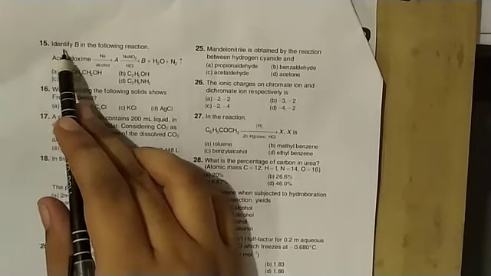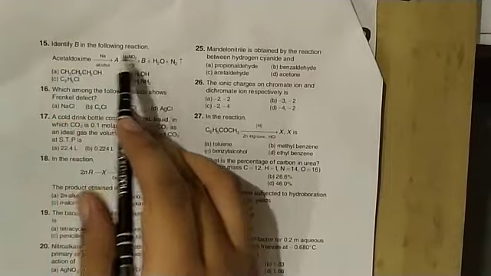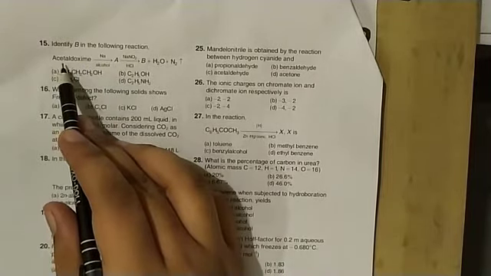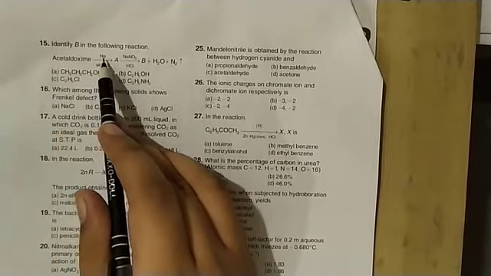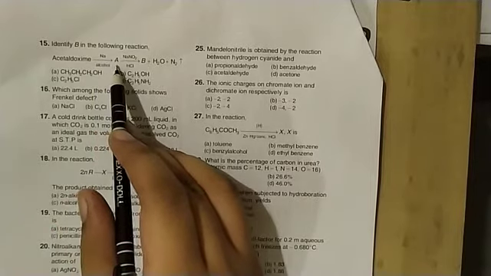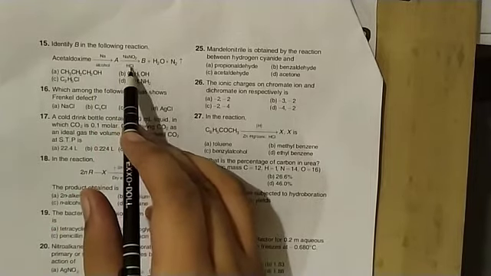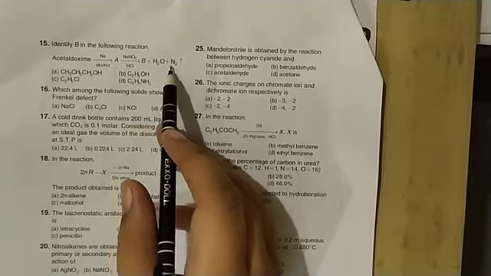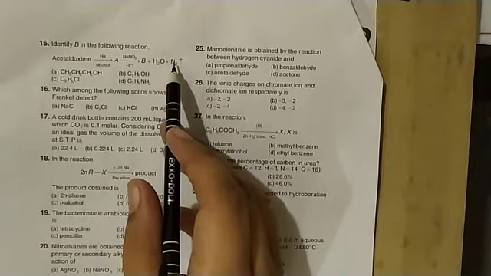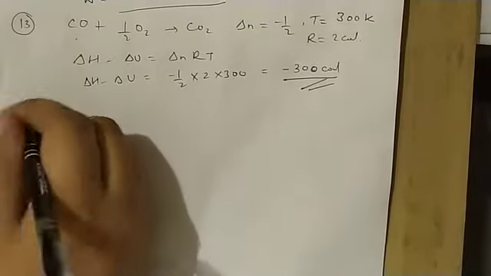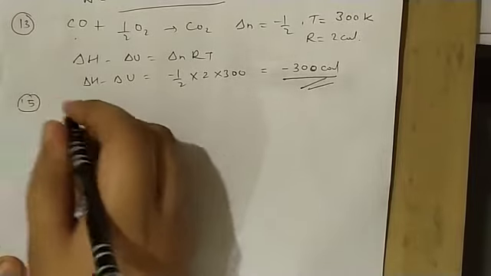Question number 15 is, identify B in the following reaction. The reaction is given: acetaldoxime reacts with sodium in presence of alcohol to form A, then A is again reacted with NaNO2 and HCl to form B plus water, and N2 gas is evolved. Let us go through the reaction first. Here we are talking about question number 15.